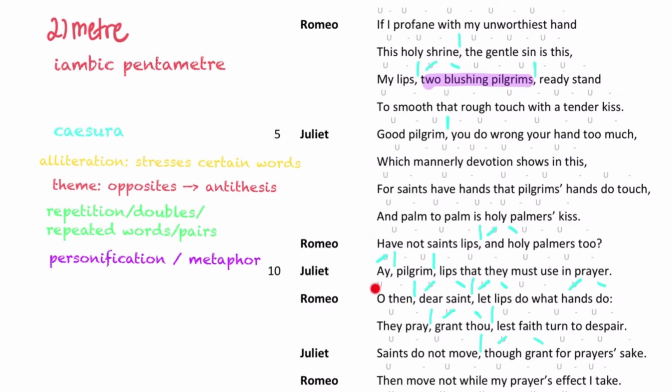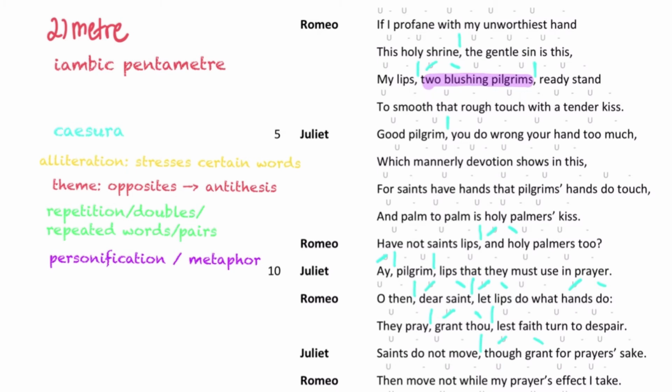If you look down here, the second half of this sonnet, there's a lot going on concerning the meter in these lines down here. And some of the words that are highlighted by these breaks in meter, we will have to look at them stylistically also. So if you look here in the line, "have not saints' lips, and holy palmers too," highlights the holy palmers, or maybe the contrast between saints and palmers.